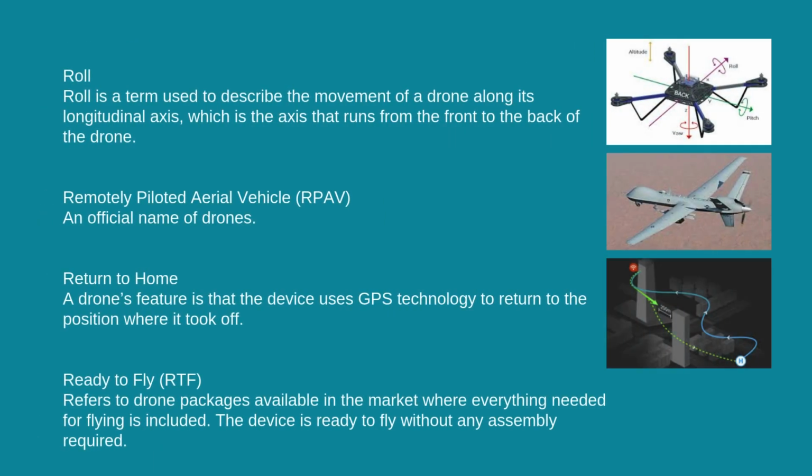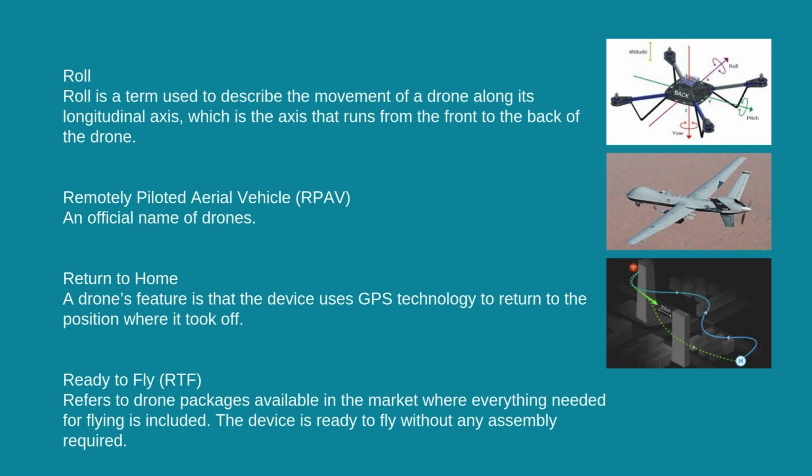Roll is a term used to describe the movement of a drone along its longitudinal axis, which is the axis that runs from the front to the back of the drone. Remotely piloted aerial vehicle, RPAV, an official name of drones. Return to home: a drone feature where the device uses GPS technology to return to the position where it took off.